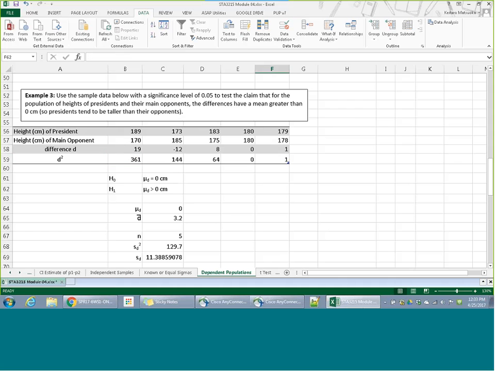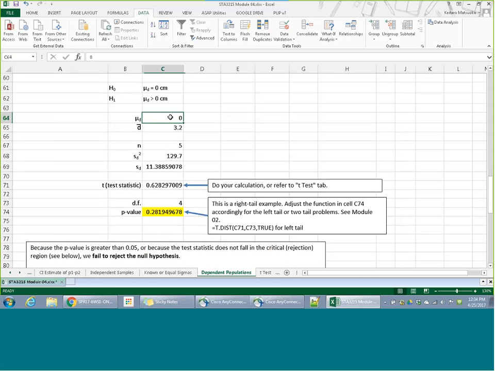Okay. So then what's the null hypothesis and alternative hypothesis? We're assuming that the difference is 0, so there's no difference between the presidents and opponents. And the alternative is saying, no, we're thinking the presidents are taller than their opponents, so the difference would be positive if the presidents are taller. Well, let's take a look.